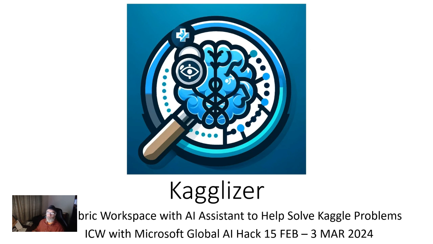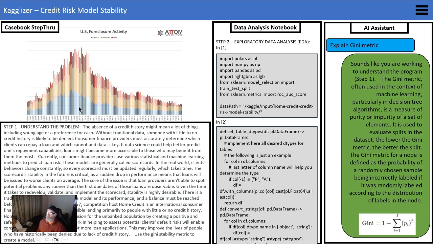Kagglizer is a Fabric workspace intended to help students solve data science problems. We took as inspiration an actual Kaggle problem, this one on credit risk model stability.